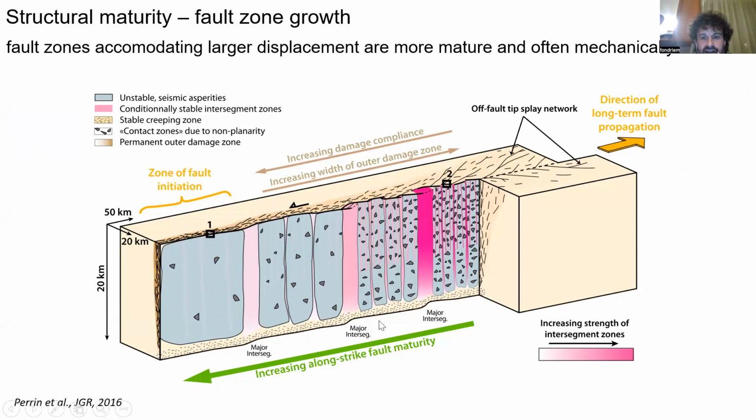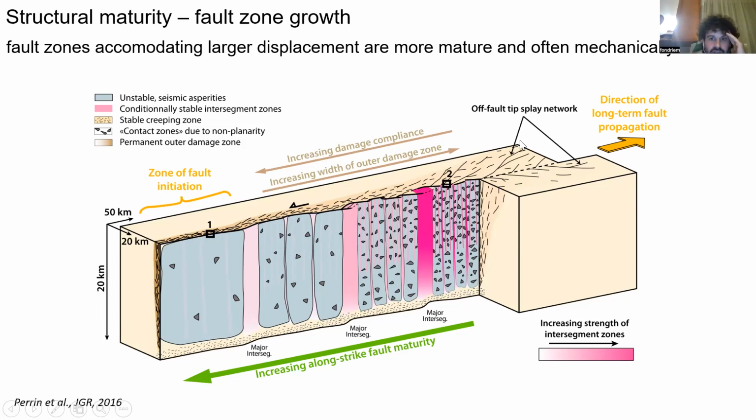So this is a general cartoon, which I found very nice, from Perrin et al. 2016, which shows a single fault zone with a principal fault surface, and around it, with these symbols, is represented the fault damage zone around the principal fault surface and the fault core. So for a single fault, you can consider in this case a strike slip fault, we will have that the fault has a long-term propagation direction which is to the right. So moving from left to the right, the fault is accommodating less displacement, so it's less mature.